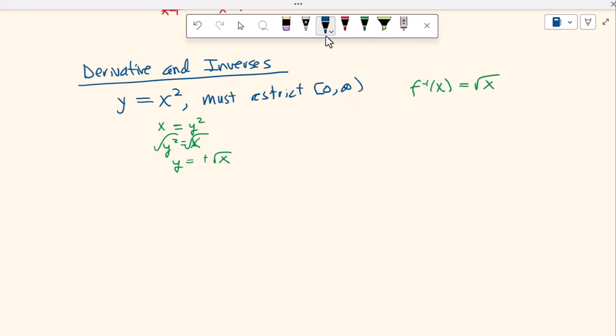Now if we were to do a quick curve sketch, y equal x squared looks like this from 0 to infinity, and f of x equals square root of x looks like this, and we can see that it definitely does reflect across the line y equal x. Okay, so what was I going to do with this? Oh, that's right. I'm going to draw a little bit better graph than that real quick.